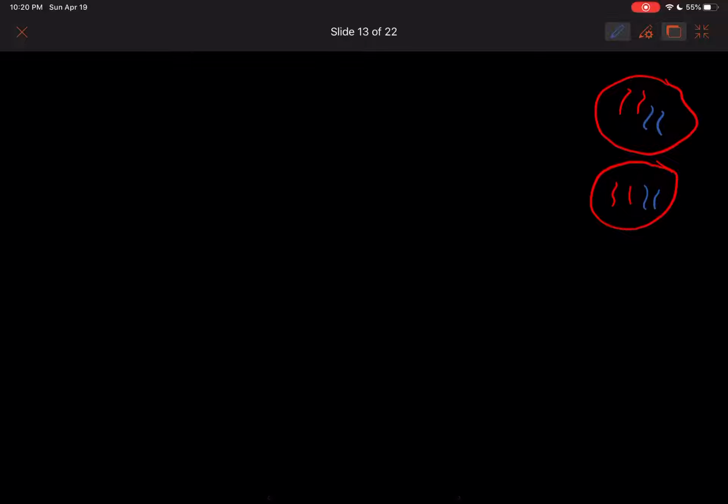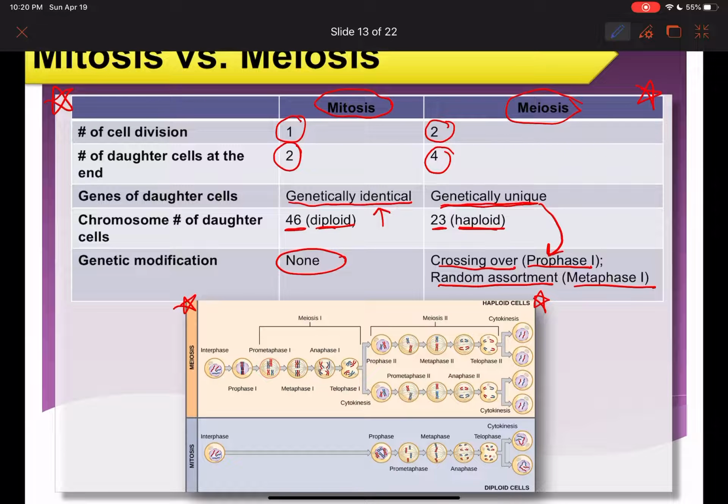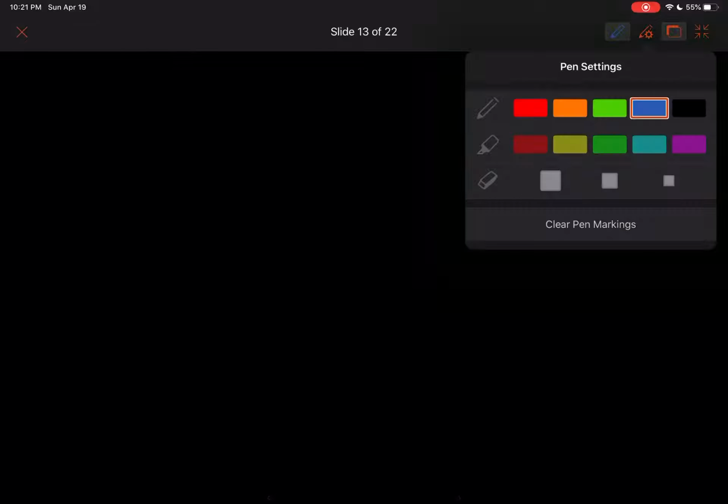So that was the end of mitosis, after telophase and cytokinesis. Remember the main point in mitosis. I'm just going to write that down really quick so you remember the major difference. In metaphase, you have all chromosomes line up in the middle.